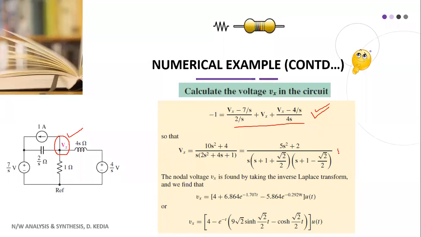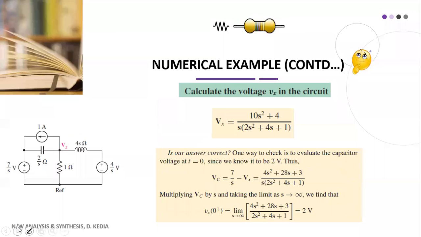If you solve this, your Vx will be a function of s. You have to apply the inverse Laplace transform and you will be able to get v(t). This is how you get the answer. I'll advise all of you students to apply the inverse Laplace transform and try to find the answer yourself, so that you practice the application of the inverse Laplace transform. So this is what Vx was in the s domain.